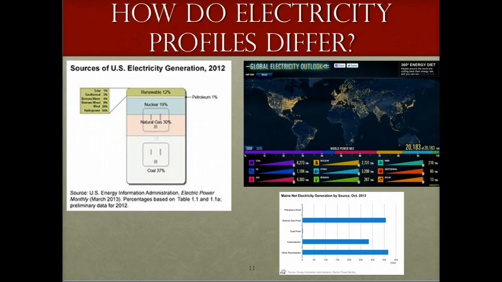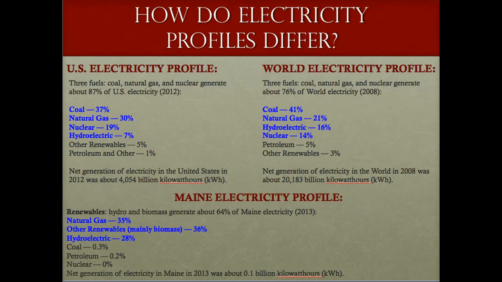During week 5, you examined the electricity profiles of the United States, the world, the state of Maine, and other regions. The results of your exploration should have revealed that electricity for the United States and the world comes mainly from the fossil fuels coal and natural gas, with a large proportion also coming from nuclear and hydro. Coal contributes the most to both electricity profiles, and natural gas contributes the second most.